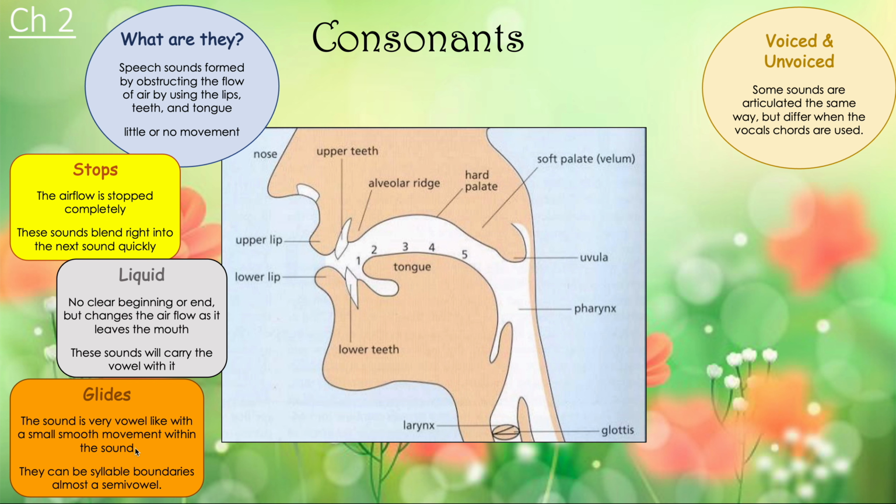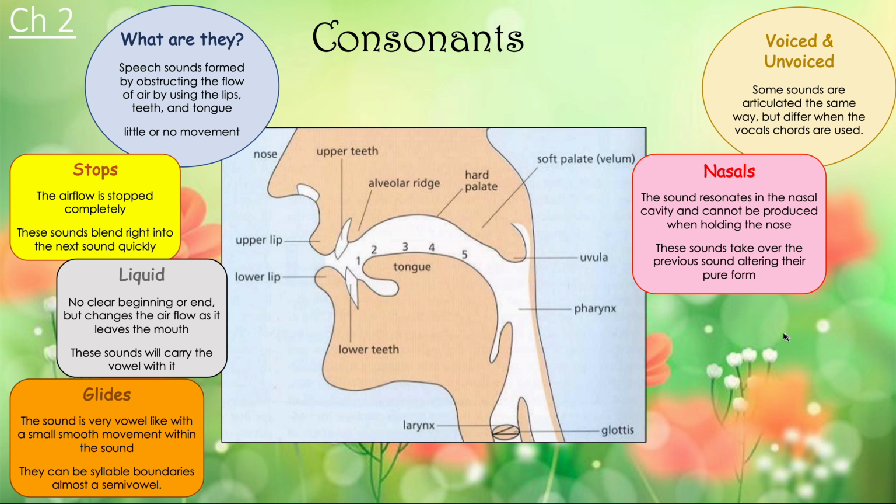The glide has that, but then it has a little bit of movement. Say y, w. You have a little bit of a start or that place of impact, but then you have a movement where your mouth drops open a little bit. That's why they are very vowel-like, and some of them can turn into vowels, as we know with y. Now, they can be a syllable boundary because they are almost a semi-vowel, but they don't have to be.